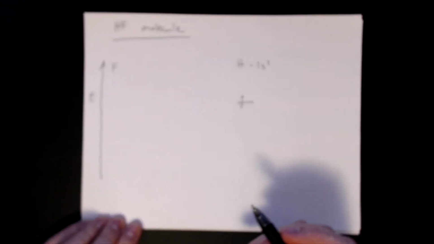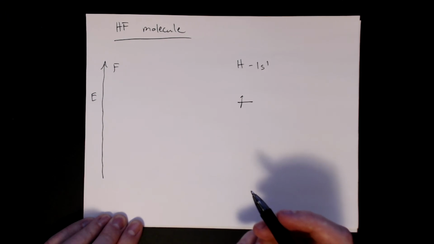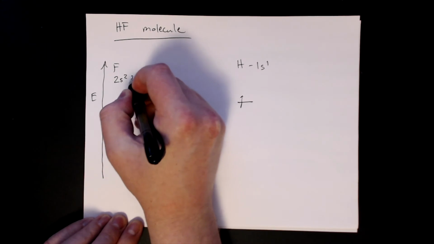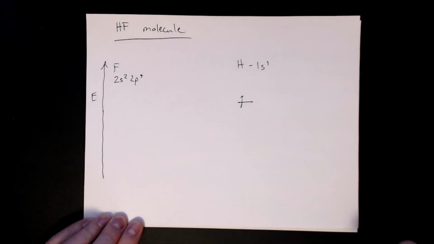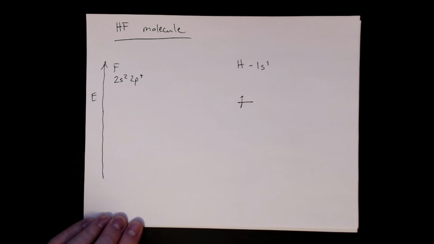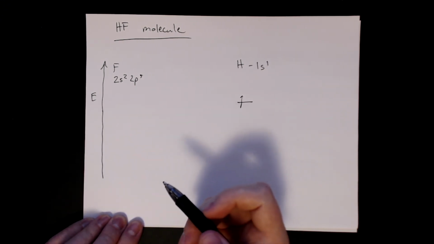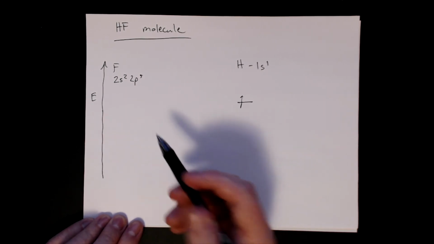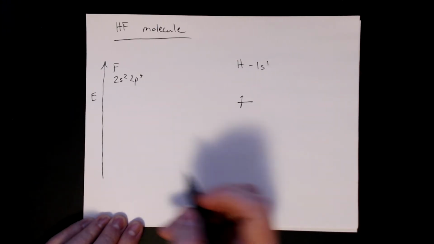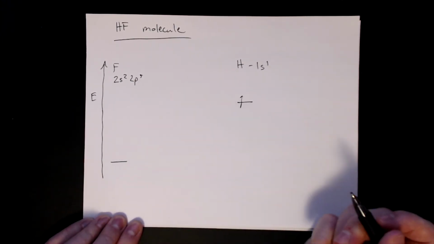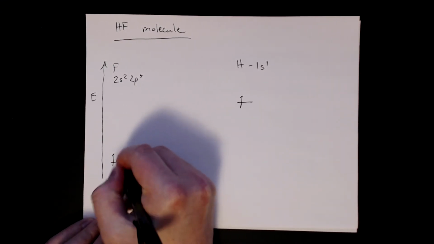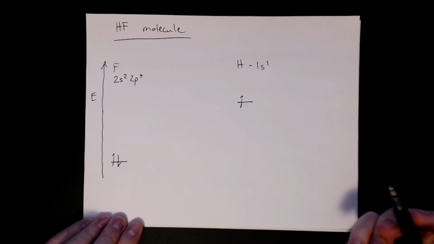Fluorine, on the other hand, has a lot more electrons, so we're just going to focus on the 2s and 2p, because these are the outer valence electrons. The 1s is basically full and at a much lower energy, but these are the valence electrons. We know that the 2s is lower than the 2p, and it's full, right? So we have 2 electrons.